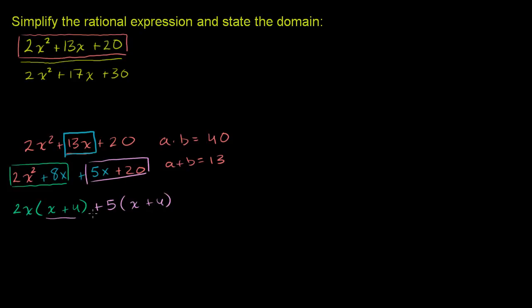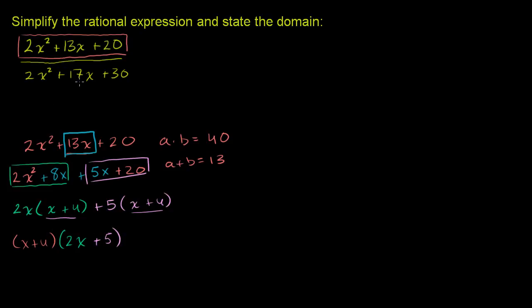And we have an x plus 4 in both cases. So we can factor that out. Right? We have x plus 4 times two terms. We can undistribute it. So this thing over here will be x plus 4 times 2x plus 5. And we factored this numerator expression right there.